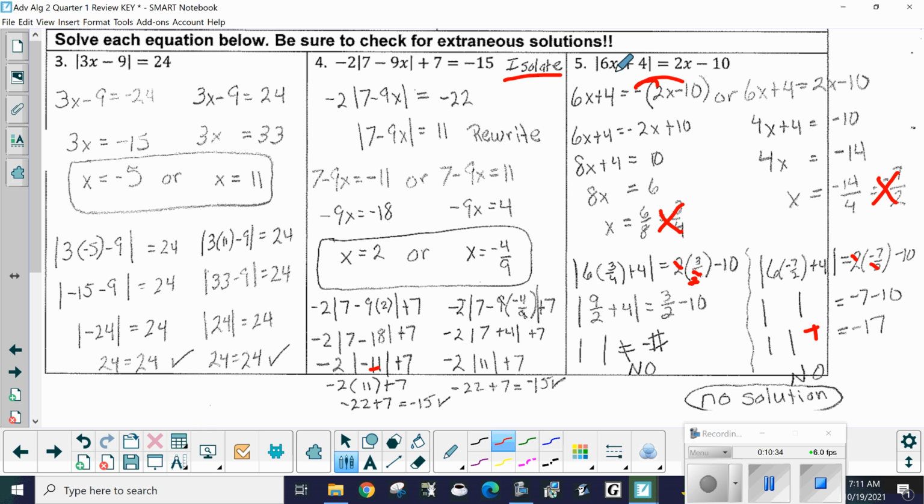Remember, when you have a variable inside the absolute value and outside the absolute value, sometimes you will get two solutions, one solution, or like in this case, no solutions. So your answer would simply be no solution. You would not select either one of these because these do not check.